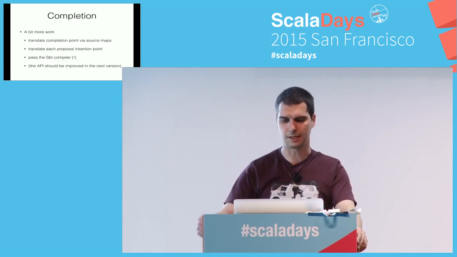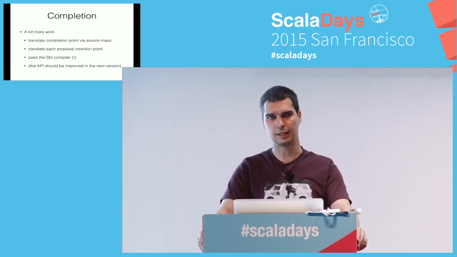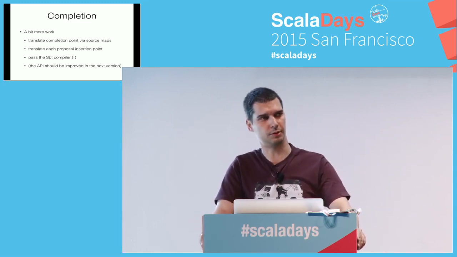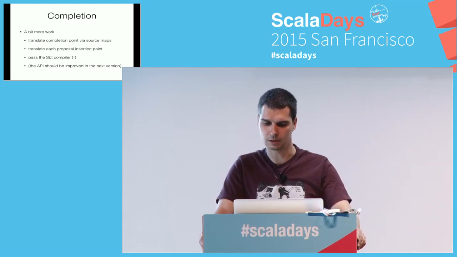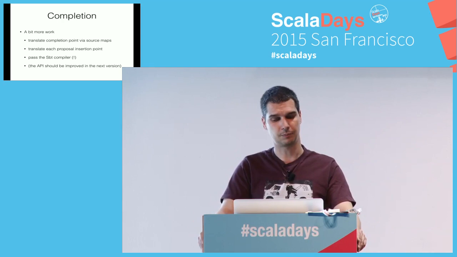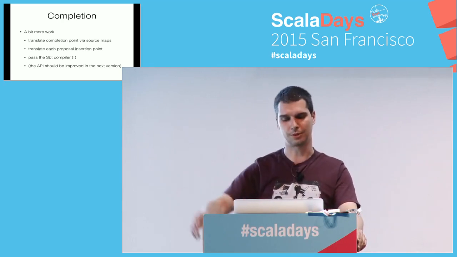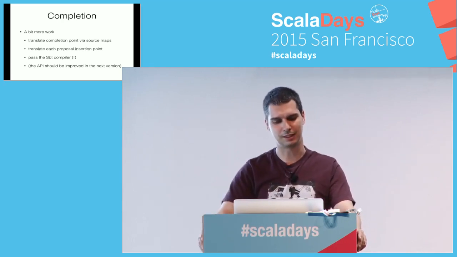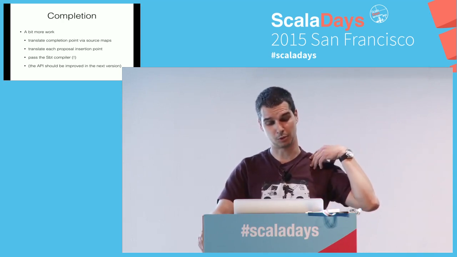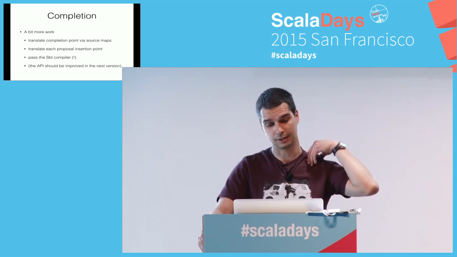So the last feature I mentioned that I wanted to have was completion, and this requires a little bit more work. So for some reason that I still have to dig out, the completion engine that we offer in the API is completely oblivious to source maps. So we'd have to basically call into the component and do some work when the proposals come back manually.